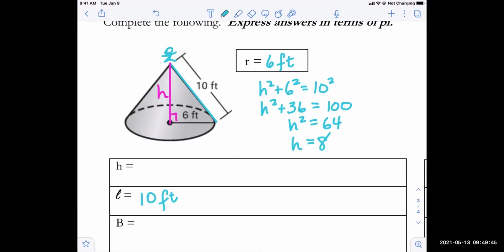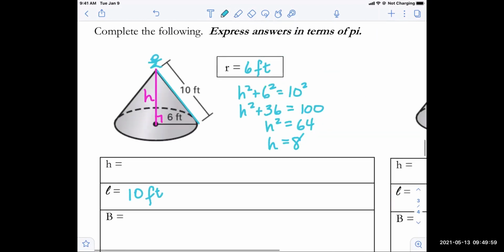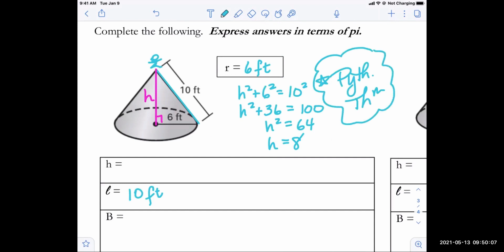So this is one where Duran asked me about, like, do we not have to do volume on that one pyramid? This is an example of where they'll give you the slant height and the radius, and you have to find the height. Or maybe they give you the height and the slant height, and you need to find the radius. So that right triangle there, the Pythagorean theorem, is super useful on any of these where you have to find the height or the slant height, because they're right triangles. Okay, so our height is 8 feet.